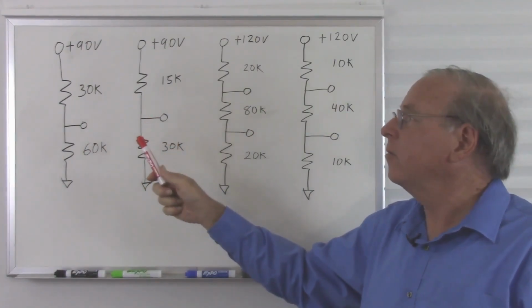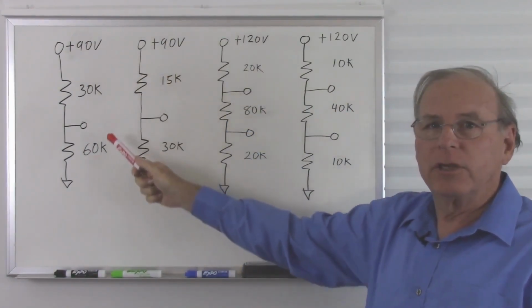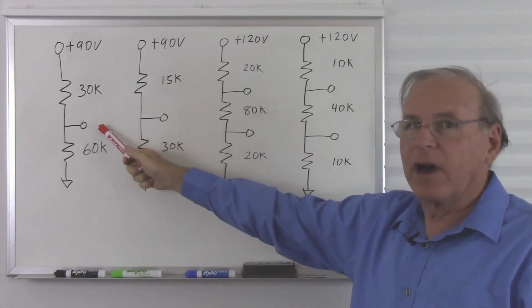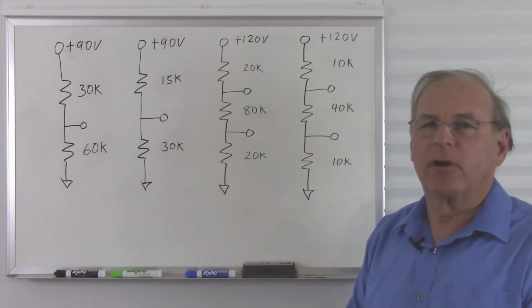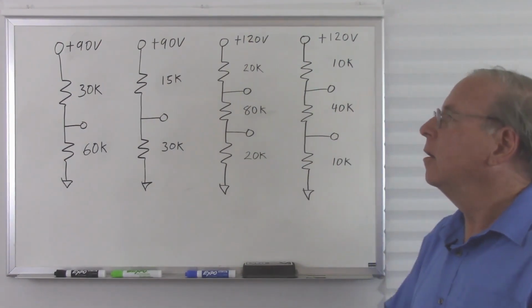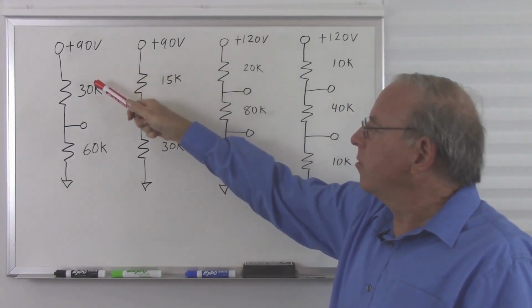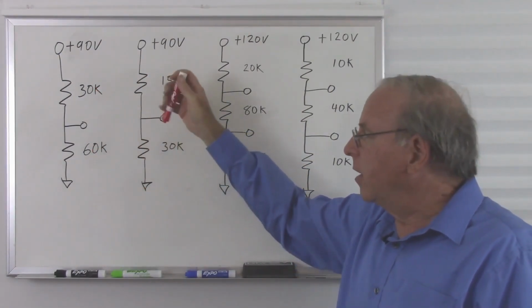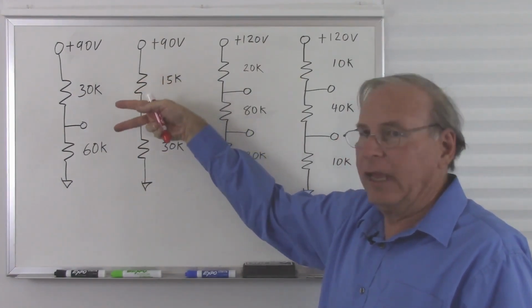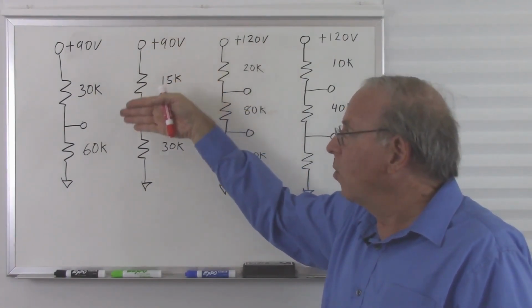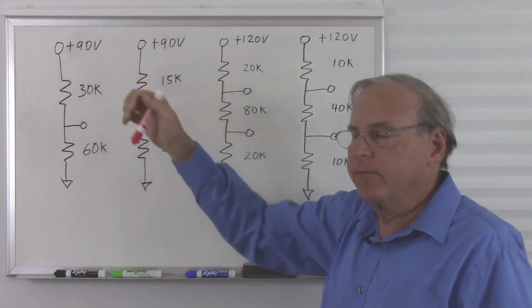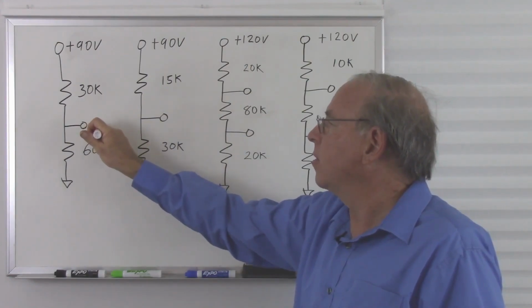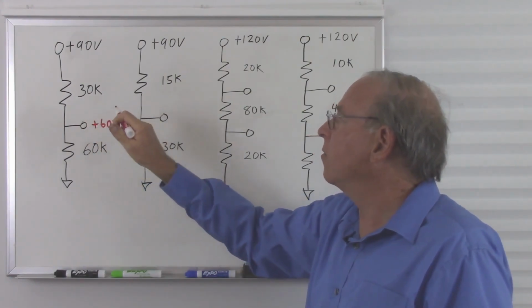Here's 4 more quick drills. So look at the voltages and the resistors and find the voltages at the 3 test points. Go ahead and pause the video and solve the problems. Okay, we have 90 volts, 30K, and 60K. Well, 30 plus 60 adds up to 90, so there's 1 volt per 1,000 ohms. So there's going to be 60 volts and 30 volts. So this will be plus 60 volts.